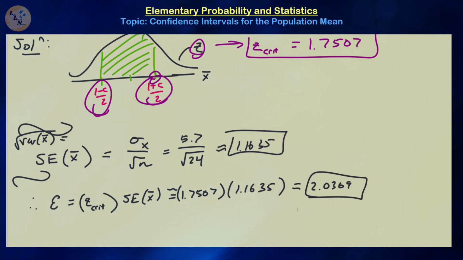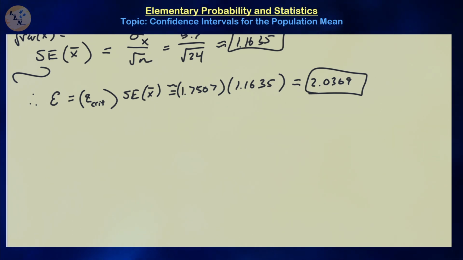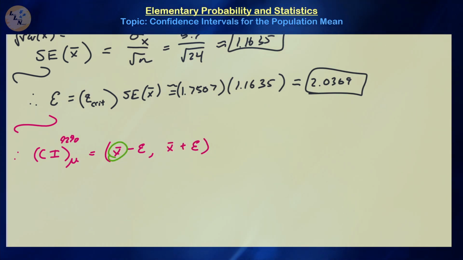So once we have our margin of error, now we can construct our confidence interval provided that we have our point estimate, which is going to be x bar. So that means the confidence interval, and what confidence interval percentage are we working with? I think 92% we said, for the population mean mu, is going to be equal to, remember, x bar minus epsilon, x bar plus epsilon. The reason we're using x bar is because we're using x bar as a point estimate for mu.